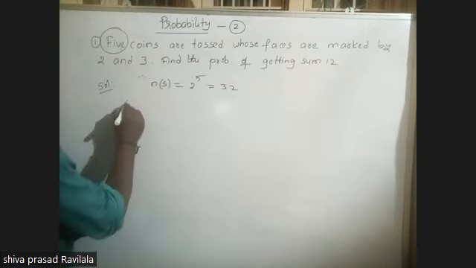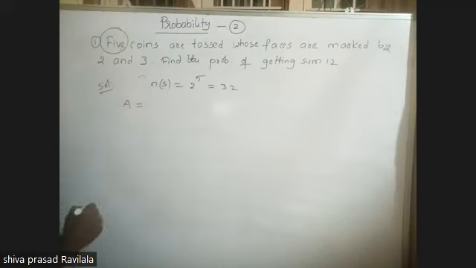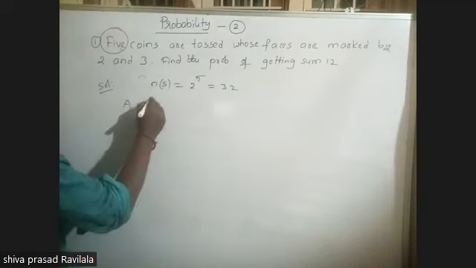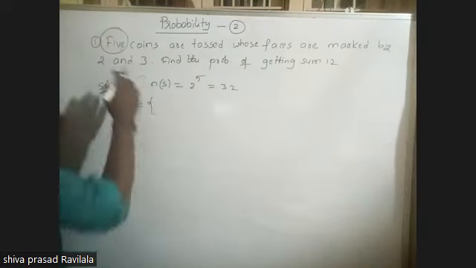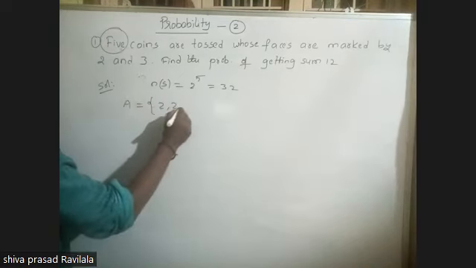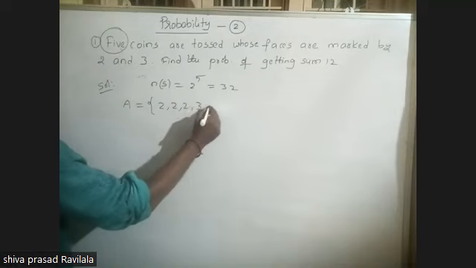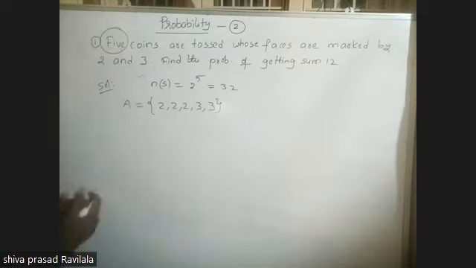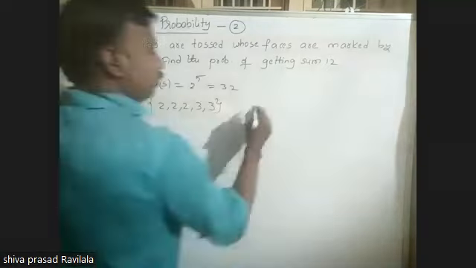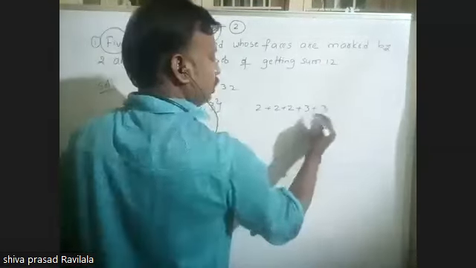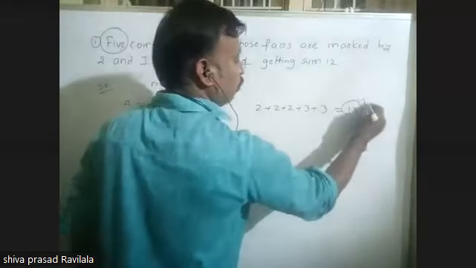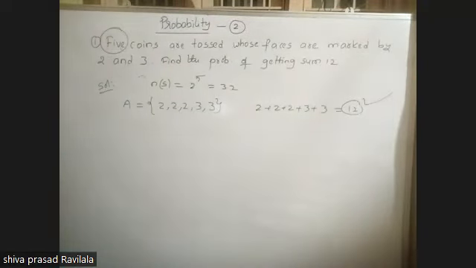For example, capital A is equal to, how many cases exist at that? The sum will be 12. I'm taking 2, 2, 2 and 3, 3. Only these cases. Sum of all this, check it: 2 plus 2 plus 2 plus 3 plus 3, 6 plus 6, that is equal to 12. Only one case. But don't write N of A is equal to 1.